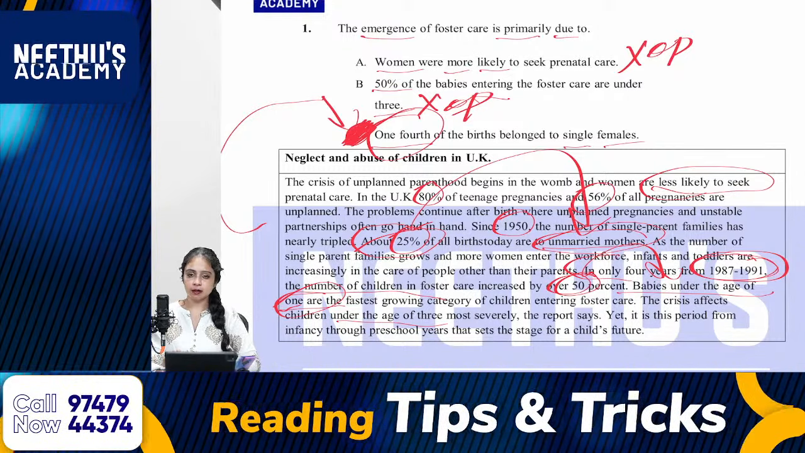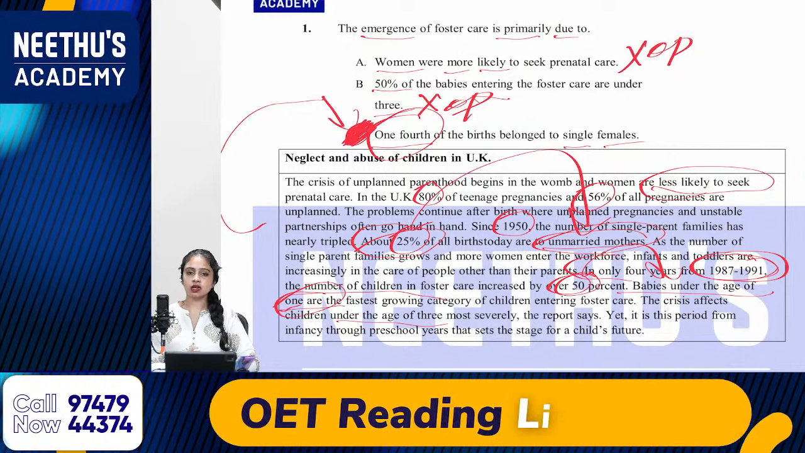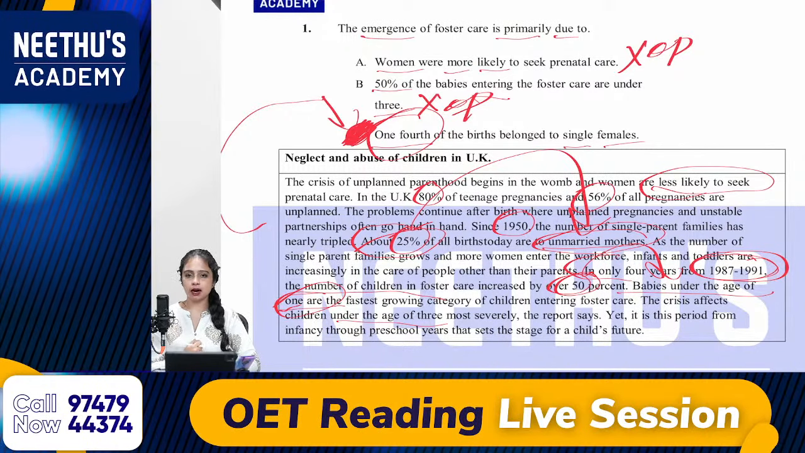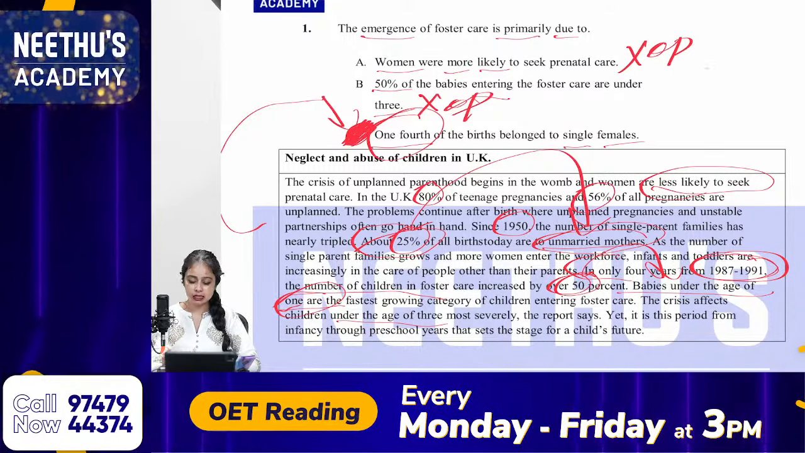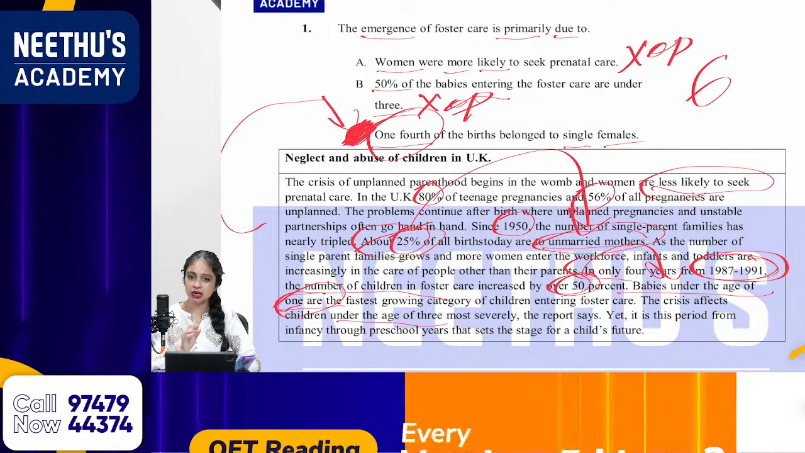Okay, so that is all about the question. So now let's discuss about what is part B. Okay, how many questions are there in part B? As you know, we have 6 questions. Total number of questions should be 6.